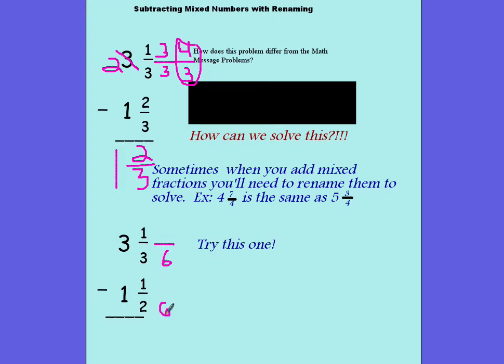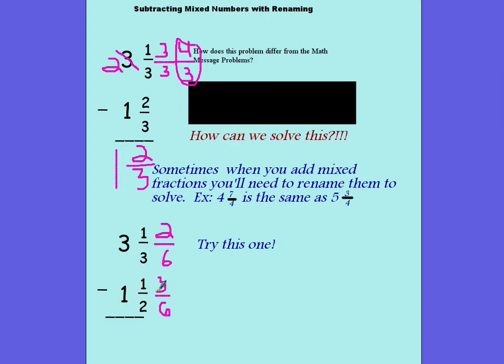I'm going to go ahead and get equivalent fractions into 6. How did I go from 3 to 6? Well, I multiplied it by 2. If I do it to the bottom, I need to do it to the top. 1 times 2 is 2. How did I go from 2 to 6? I multiplied by 3. If you do it to the denominator, you need to do it to the numerator.